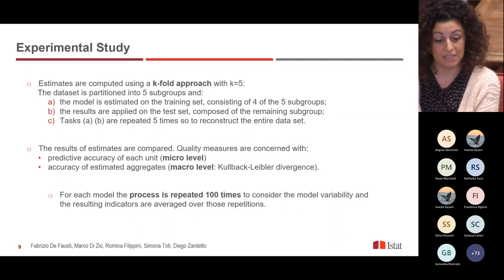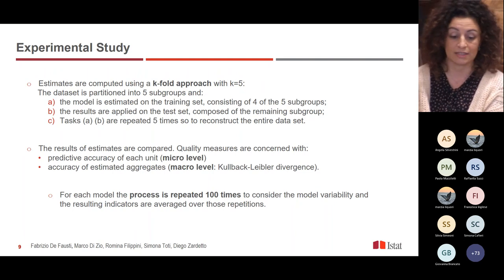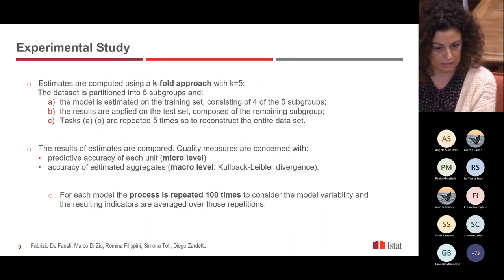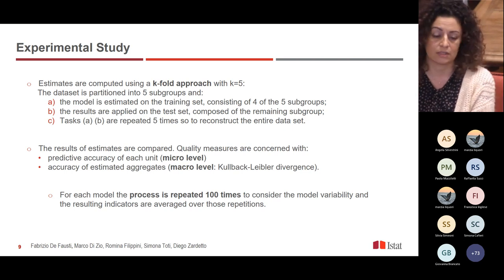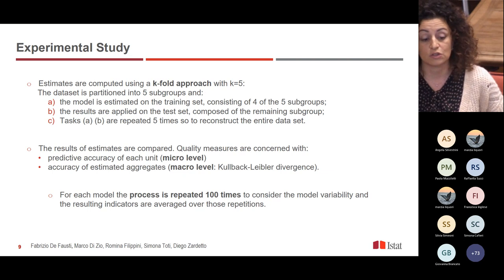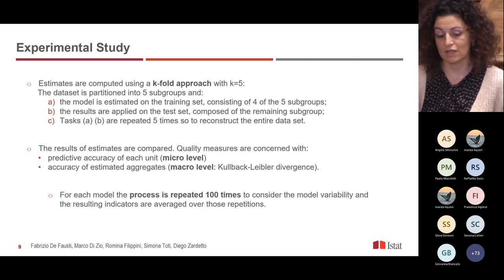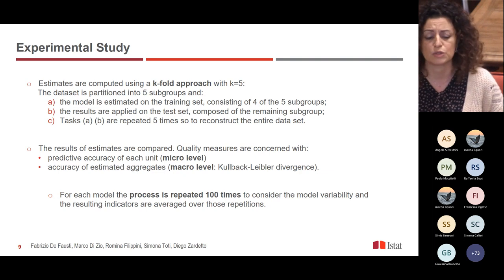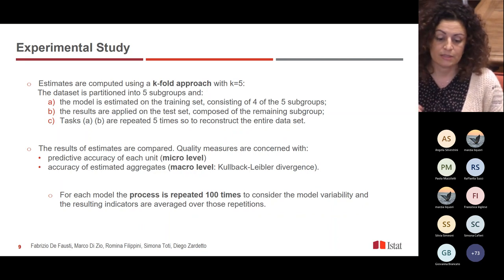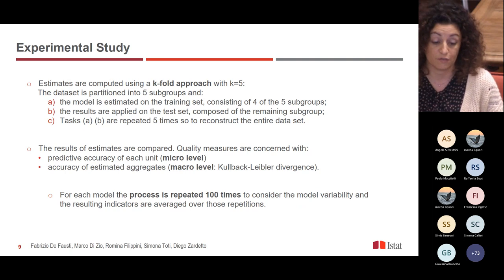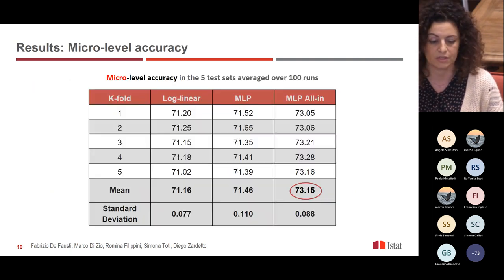The results of the estimates are compared with the target distribution, that is the one observed in the census sample. The methods are evaluated using two quality measures, concerned with the predictive accuracy of each unit, that is the micro-level accuracy, and the accuracy of estimated aggregates. This is the macro-level accuracy, and in this case we use a Kullback-Leibler divergence to measure the difference between two distributions. For each model, the process is repeated 100 times so that we can consider the model variability, and the resulting indicators are averaged over those 100 repetitions.